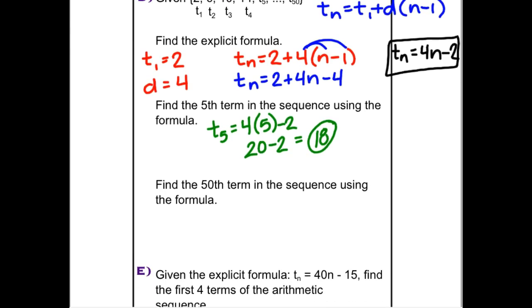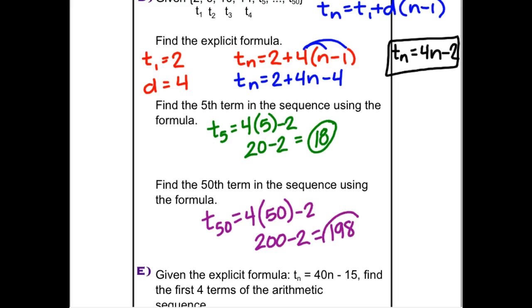Likewise, I can find the 50th term. So I can say, well, term 50 is equal to 4 times n, which is 50, minus 2. 4 times 50 is 200, minus 2 is 198 for the 50th term.